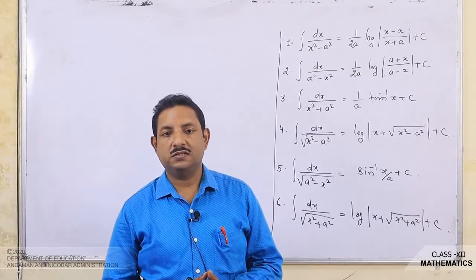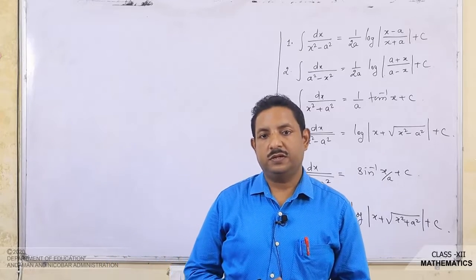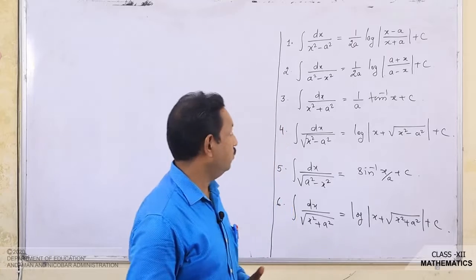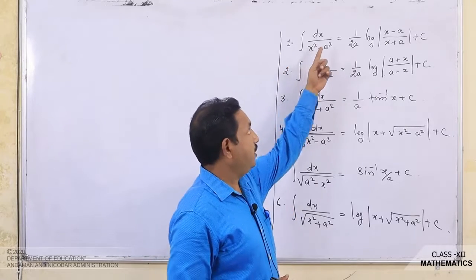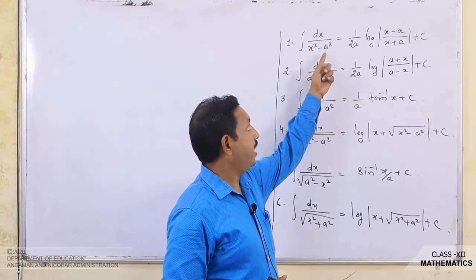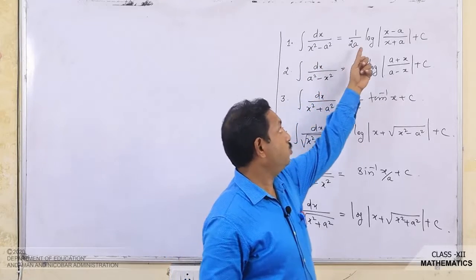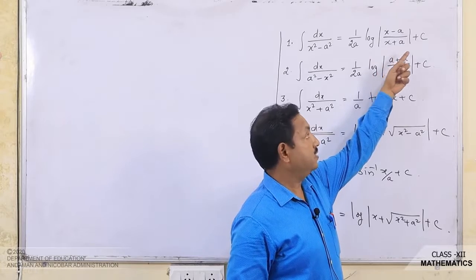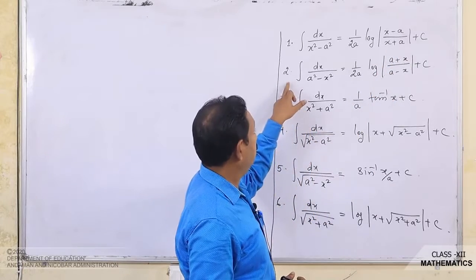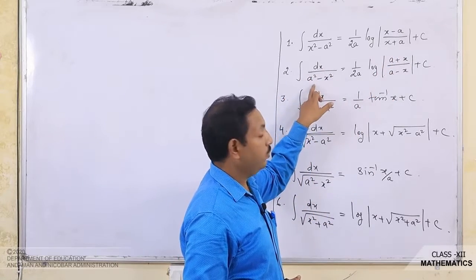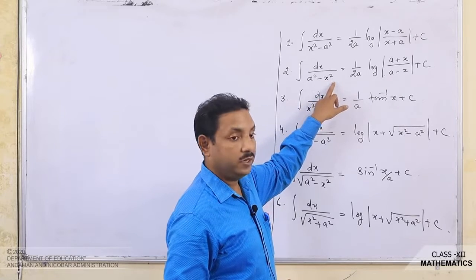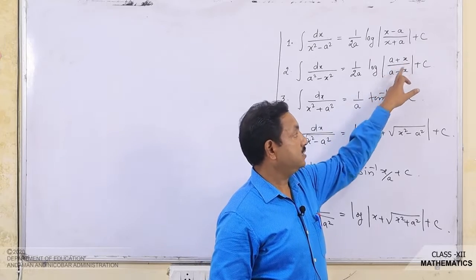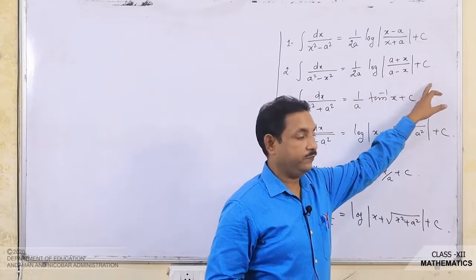In the last class, we have discussed some 6 special formulas. Here I have written all those 6 formulas. Number 1, integration of dx upon x square minus a square is equal to 1 by 2a log of x minus a by x plus a plus c. Number 2, integration of dx upon a square minus x square is equal to 1 by 2a log of a plus x upon a minus x plus c.